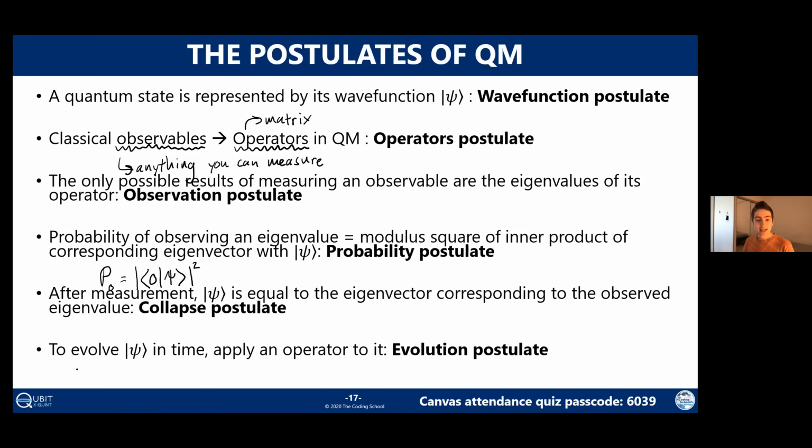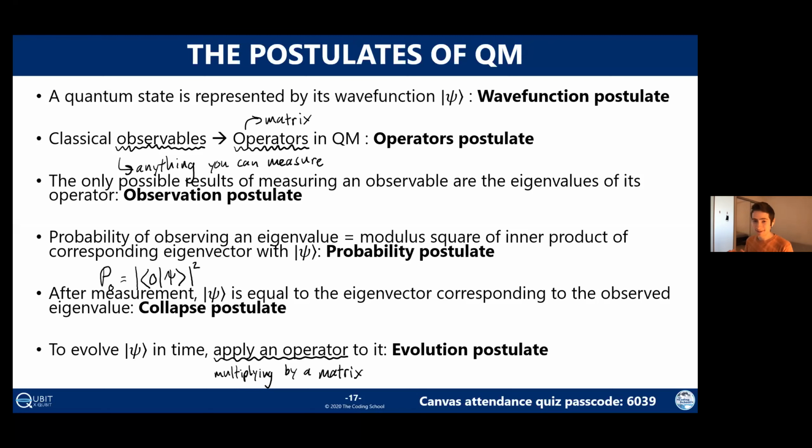Okay, and then last one, if you have a state psi and you're evolving in time, which just means you're letting that state change over time, the way you represent that mathematically is by applying an operator. So again, applying an operator is just more jargon for multiplying by a matrix.